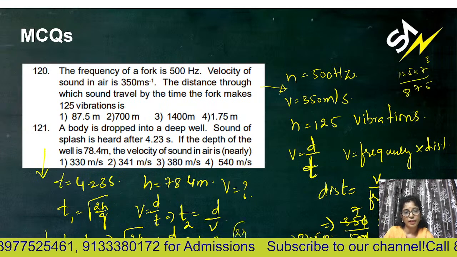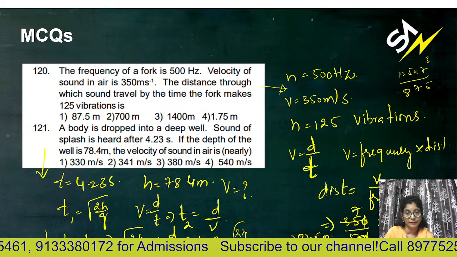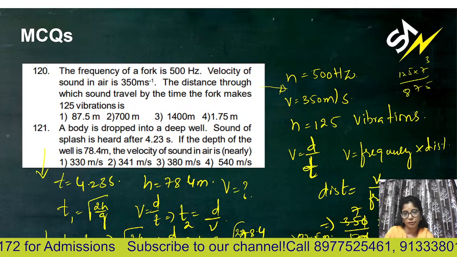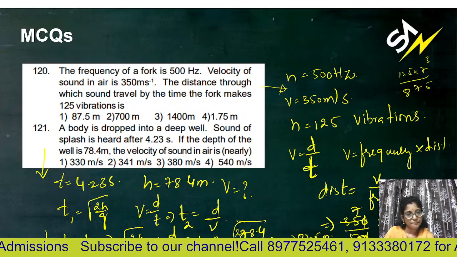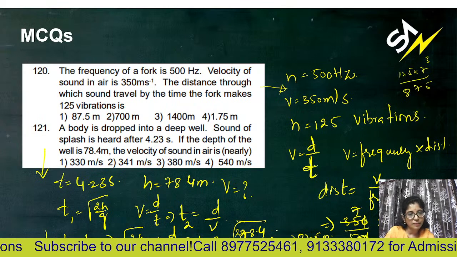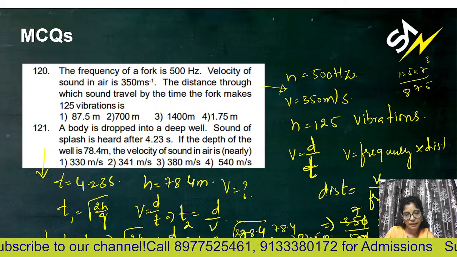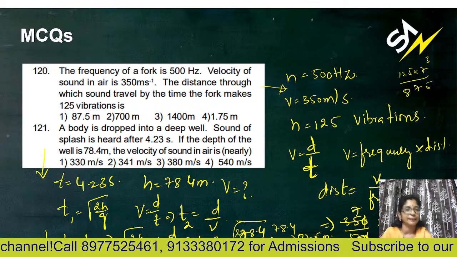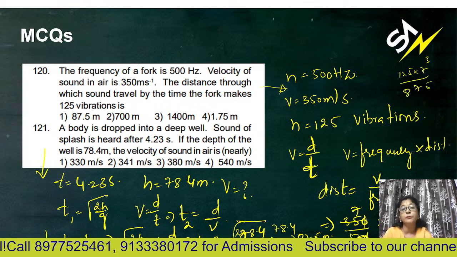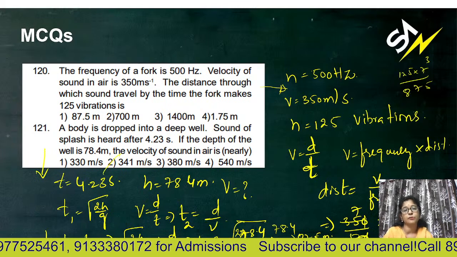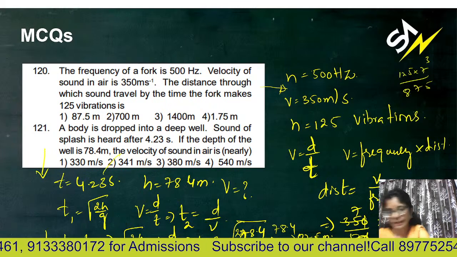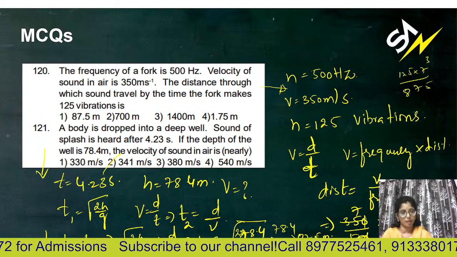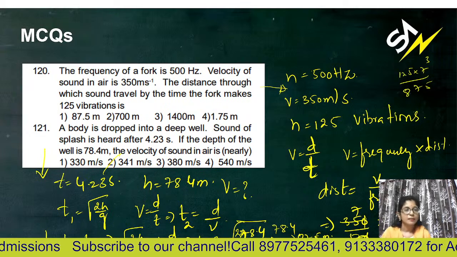Now from this you need to find out the velocity, because total time they gave 4.23 is equal to under root of 2h by g, h is 78.4, so 2 into 78.4 by 9.8, plus d by v. D is how much they gave? 78.4 by v, we don't know, right? V we have to find out. If you substitute and do it, you will get V value almost equal to 341 meter per second. So this is how we find out the velocity of sound in air.